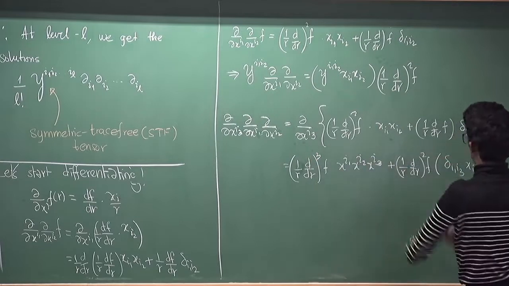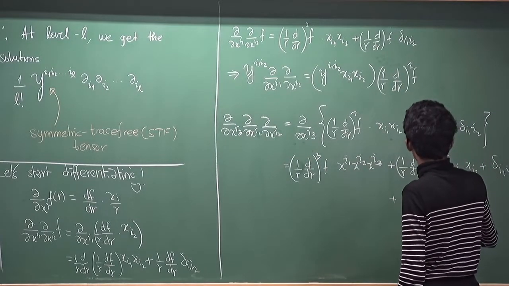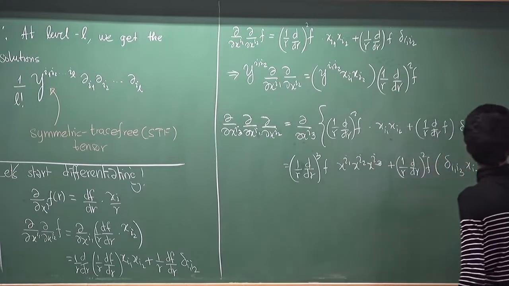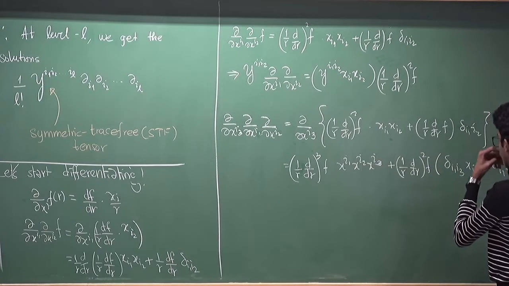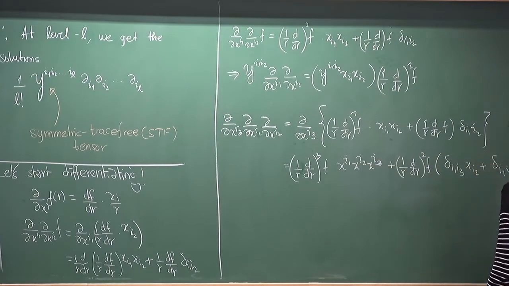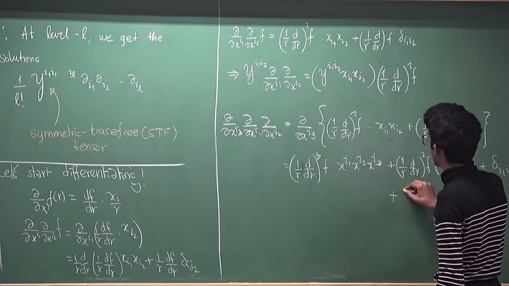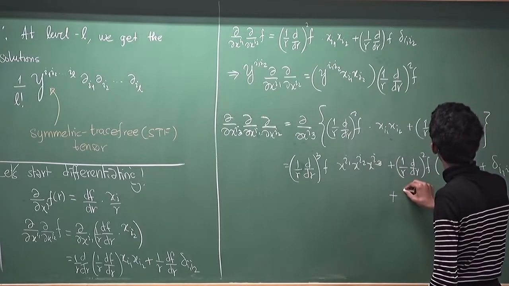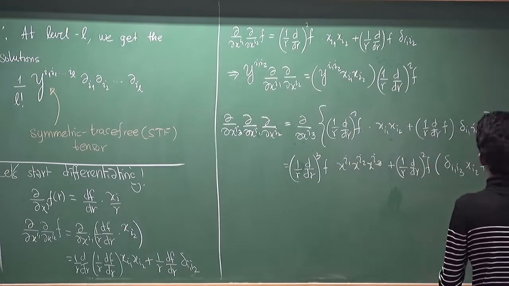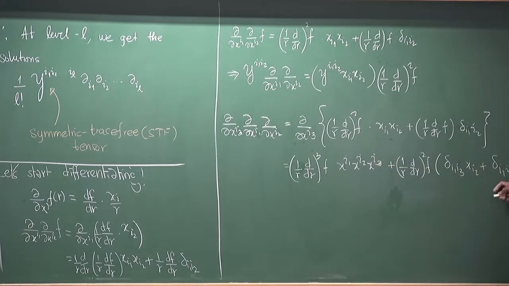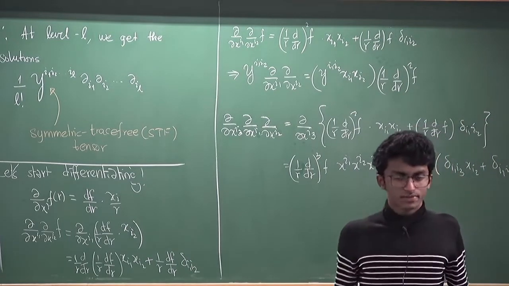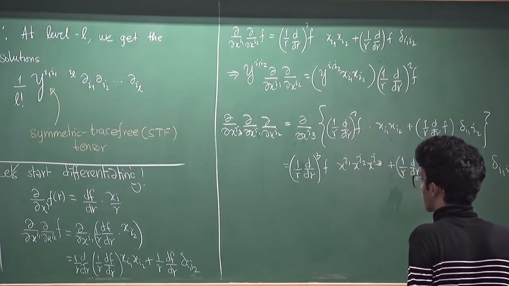Then this will come and hit this term, which will give you 1 over r d/dr squared. So let me absorb that term here. It will give you, I guess I'm doing this correctly, delta I1 I2 xi3 again, plus when this hits that, that'll just give you 0. So that's it. Okay. So again, when y hits this, the full term will go away, because each of these pieces is a delta. That's like taking a trace, and we have already shown that y has to be trace free.